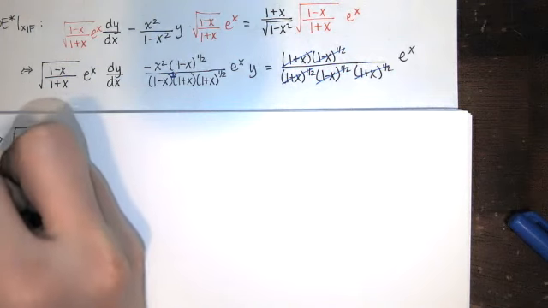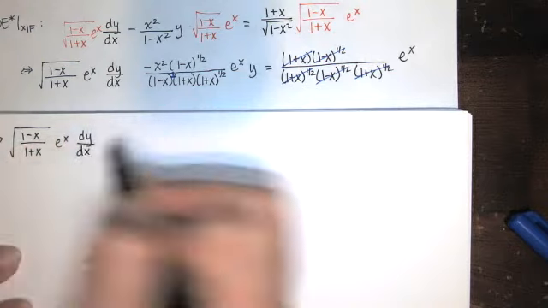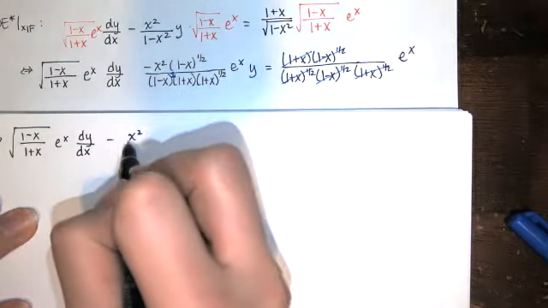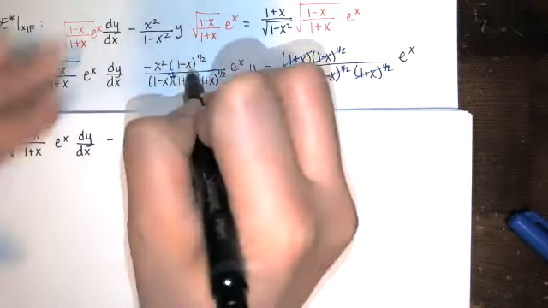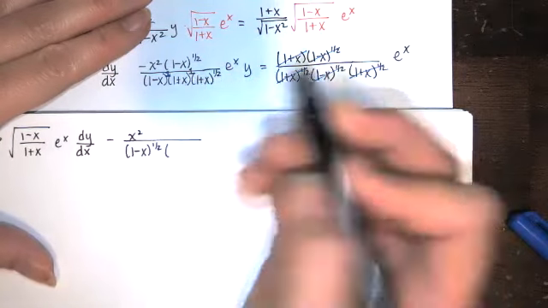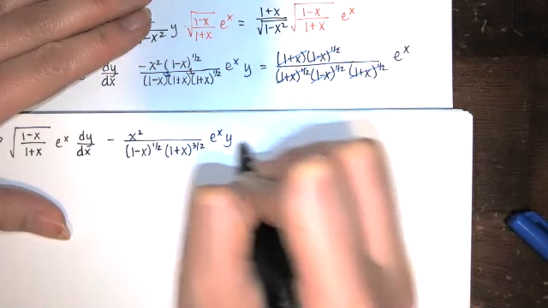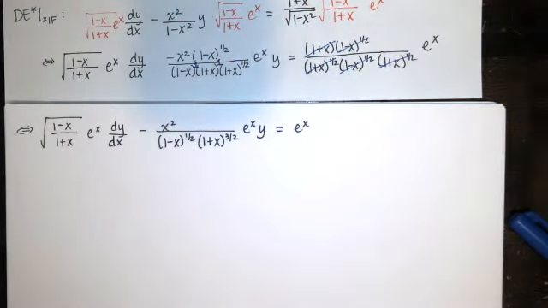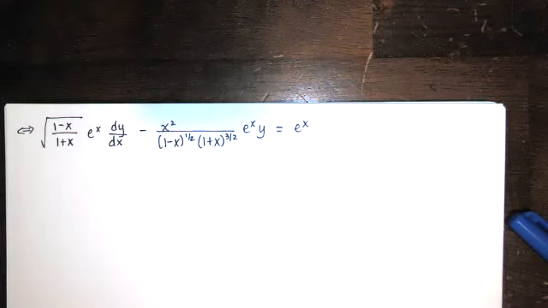So you've got the square root of 1 minus x over 1 plus x times e to the x times dy dx minus x squared, and then the 1/2 minus 1 is a negative 1/2, which leaves us with a 1 minus x to the positive 1/2 in that denominator. Now I've got a 1 plus x and a 1 plus x here with different exponents, so we can add those exponents. It's going to give us a 3/2. Okay. Now, provided we've done everything correctly, this should be the derivative of this with respect to x.